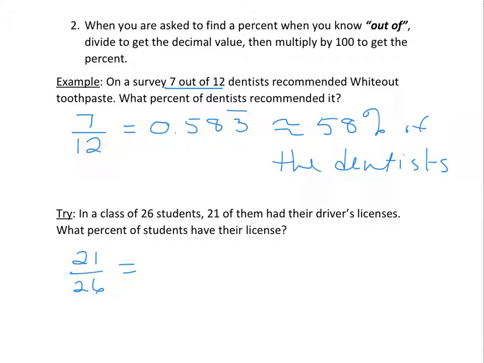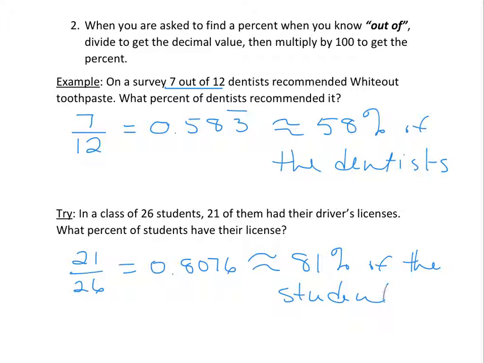Equals, we'll use our calculator and we'll get 0.8076 approximately. And when multiplying by 100, we'll convert that to approximately 81% of the students. And that is the end of this lesson.